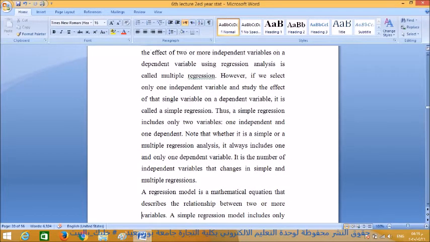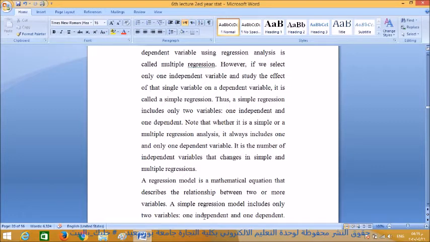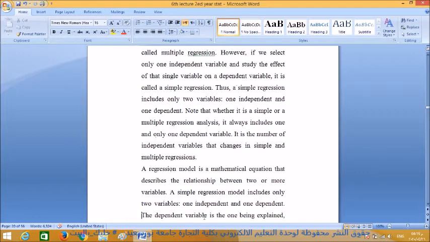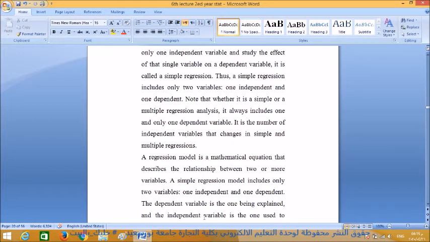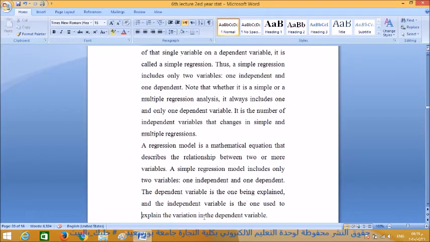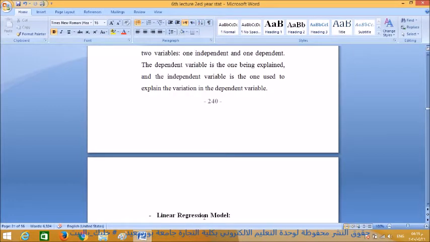The regression model is a mathematical equation that describes the relationship between two or more variables. A simple regression model includes only two variables, as I said before, one independent and one dependent. The dependent variable is the one being explained, and the independent variable is the one used to explain the variation in the dependent variable. The dependent variable is explained by the independent variable.